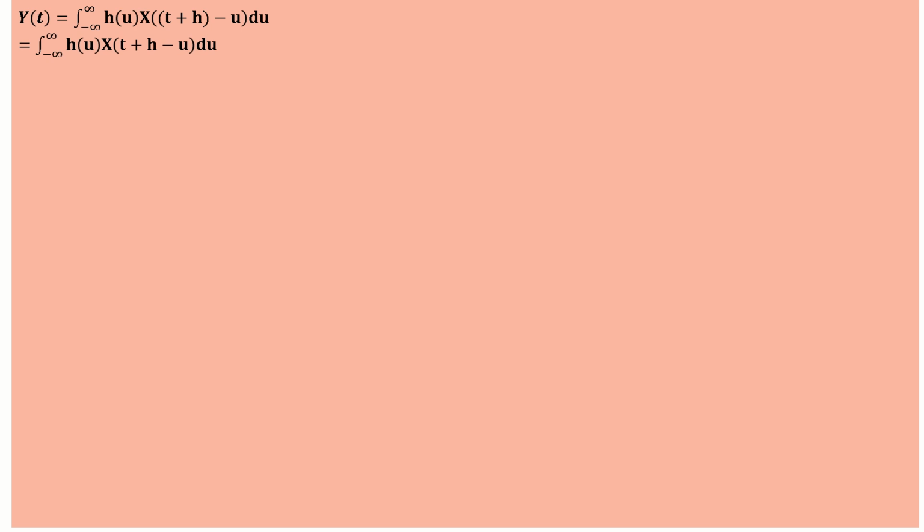Y of t is equal to integral minus infinite to plus infinite h of u x of t plus h minus u du. That is my integral minus infinite to plus infinite h of u x of t plus h minus u du. That is equal to y of t plus h. Instead of t, you are having t plus h. That's all, so we are replacing. So y of t plus h. Hence, y of t is equal to y of t plus h.